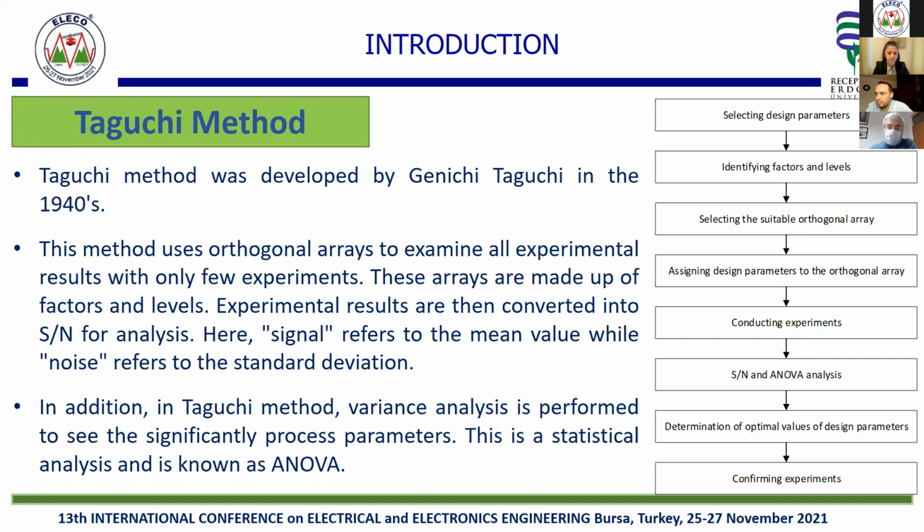These figures summarize the Taguchi method steps. In addition, in the Taguchi method, variance analysis is performed to see the significance of the process parameters. This statistical analysis is known as ANOVA. After this analysis, the optimum value is calculated from the experimental result.